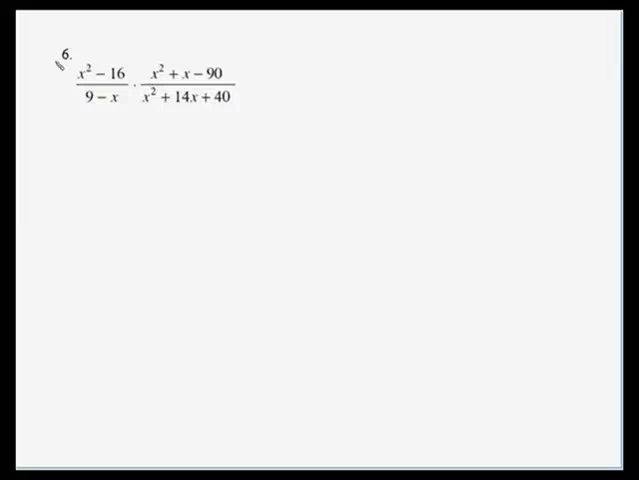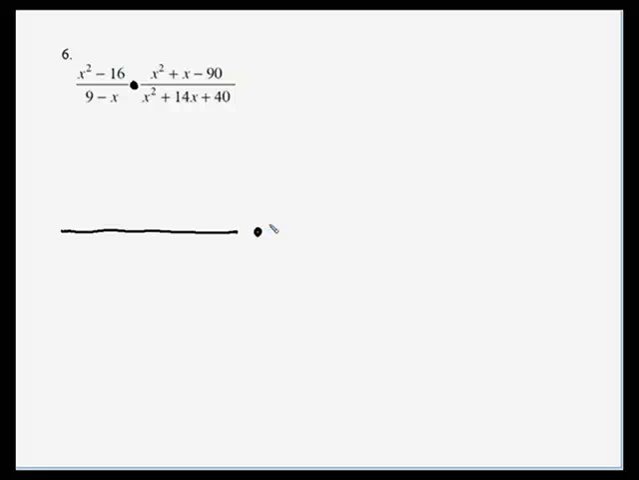Okay, and here in example 6, we have a multiply problem. And remember the big difference between multiplying and dividing. If it's division, we just multiply by the reciprocal. But we don't have to worry about that on this one because it just is a multiply problem. We're going to factor it and multiply straight across.